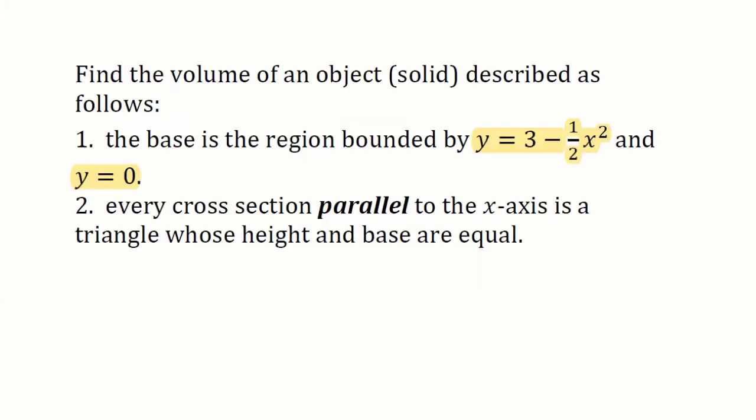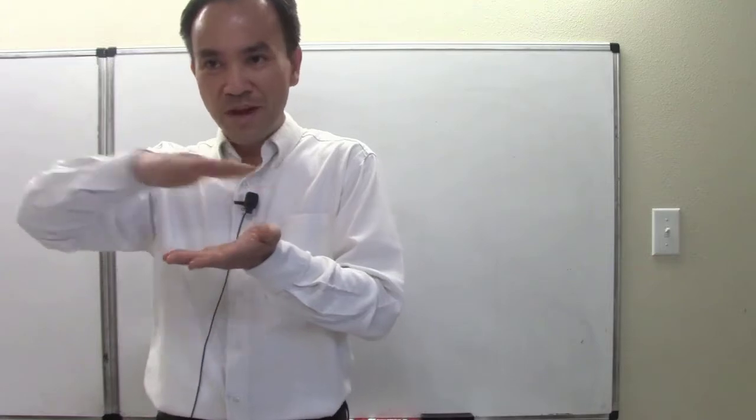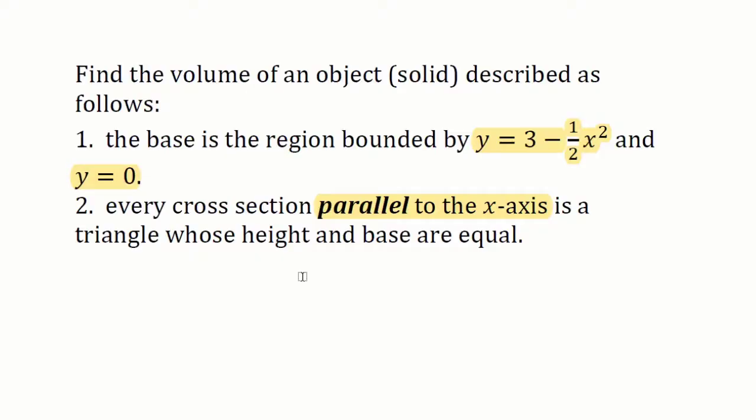The next description of the problem is the description about the cross section. But this time I want everybody viewing this video to have a closer look at this term. In description number 2, every cross section parallel to the x-axis is a triangle. Just like I explained in the video lecture, once we make our stripes throughout the region, above each stripe we have a cross section. The idea now is that every cross section parallel to the x-axis is a triangle whose height and base are equal.